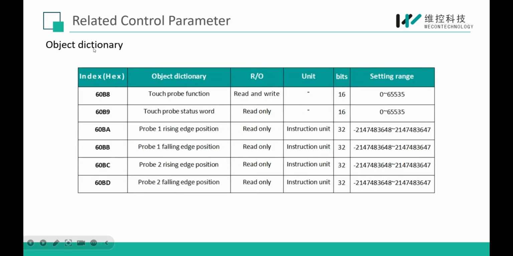This is the object dictionary of this function. First, we need to set the touch probe function in 60B8, and you can check the status of the touch probe in 60B9. And these four parameters are used to record the position. You can see probe 1 rising position and probe 1 falling position, and probe 2.